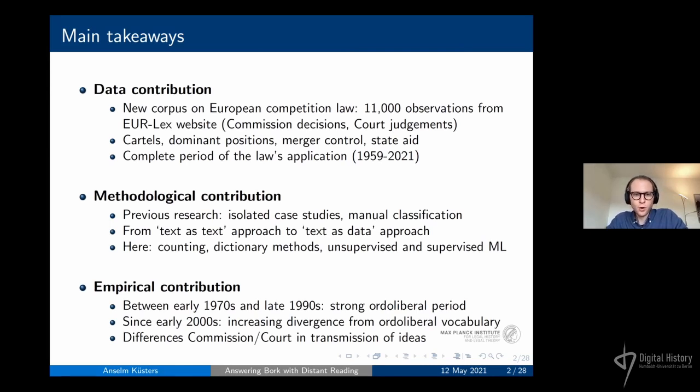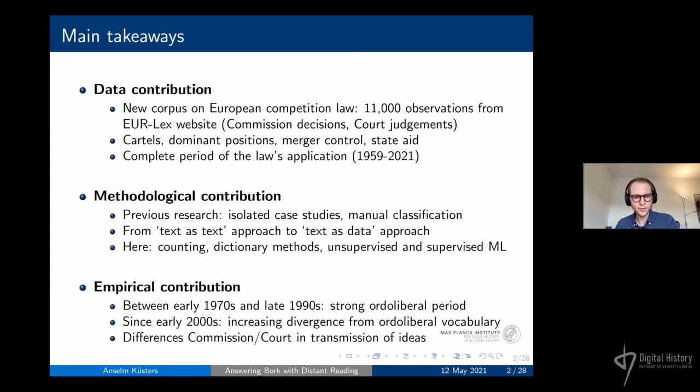So in a sense, I propose to go from a text as text approach to a text as data approach. This is done in a lot of different settings now, and I try to do this for the specific area of European competition law history. And as you will see in a minute, I use a broad range of methods. And in this presentation today, I would like to focus on this methodological contribution.